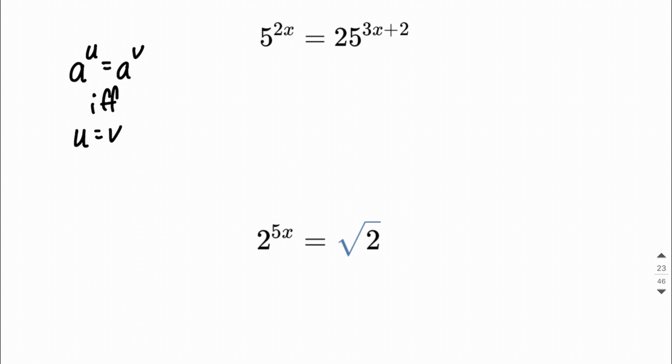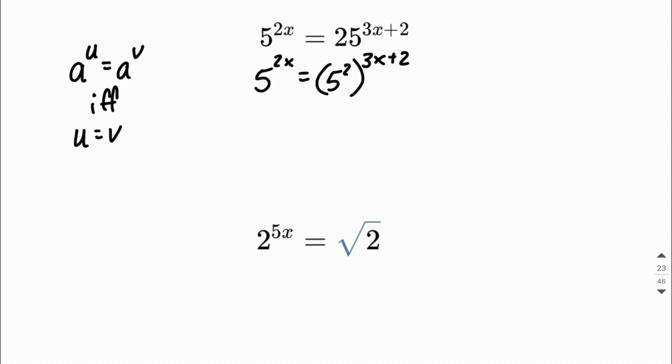On the first one, what I want to do is probably aim for having 5 as my common base on both sides. So I already have 5 to a power on the left-hand side. On the right-hand side, we can rewrite the 25 as 5 squared. Now that's still raised to the 3x plus 2 power because we've just rewritten the 25 as something equivalent with the base that we want.